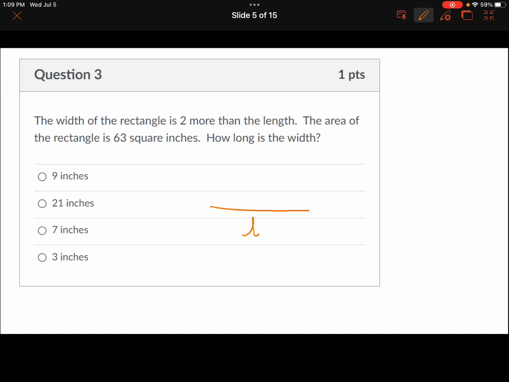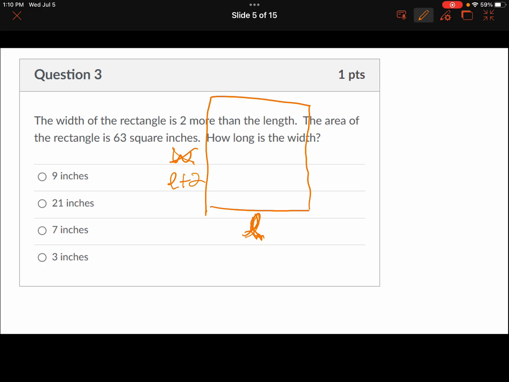Here's my length, L. Make sure that looks like an L. And my width is longer, so I'm going to draw it bigger. And this is my width. And then it says the width is 2 more than the length. So I'm not going to use W. I'm going to do L plus 2. So I have L and L plus 2.